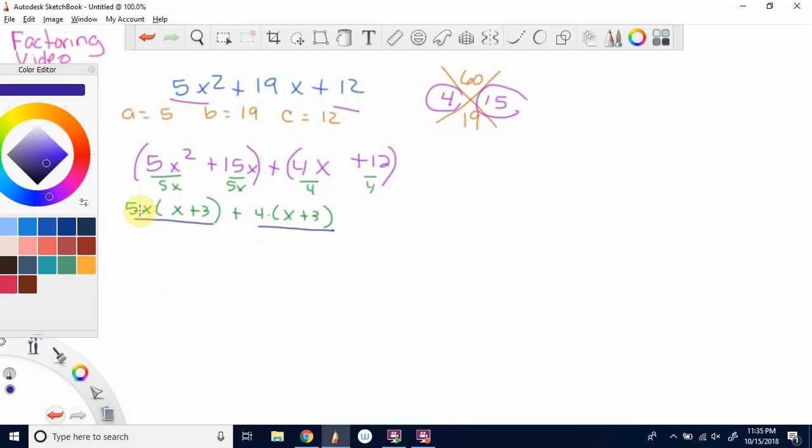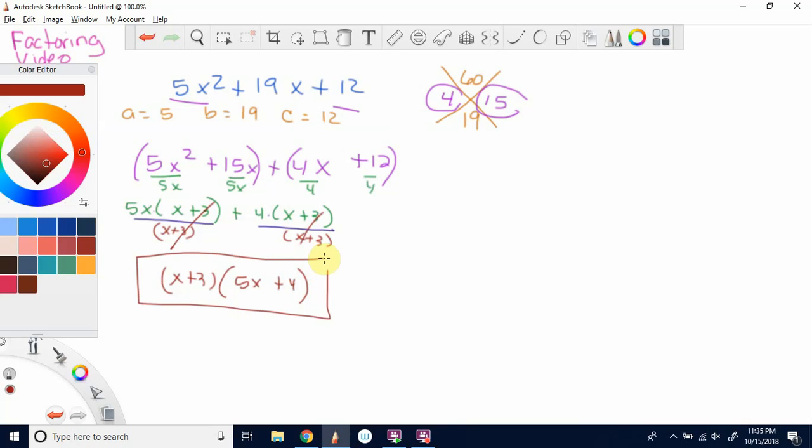All right, so now it is 5x times x plus 3 plus 4 times x plus 3. So I've got 3 factors here and 2 here. Do I have any common factors between the two terms? Yes, it's what? x plus 3. Remember, it's tied together. That is my GCF. So that's what I'm factoring out. So remember, it's what you're doing when you factor out. So this cancels out and you're left with 5x plus 4. And that is what it factors out to.